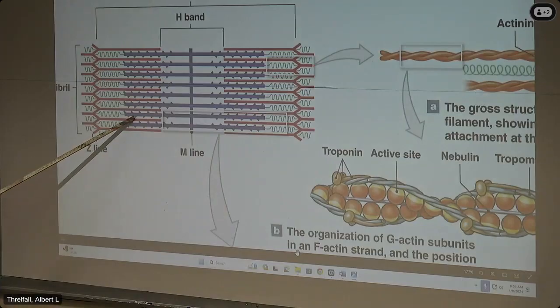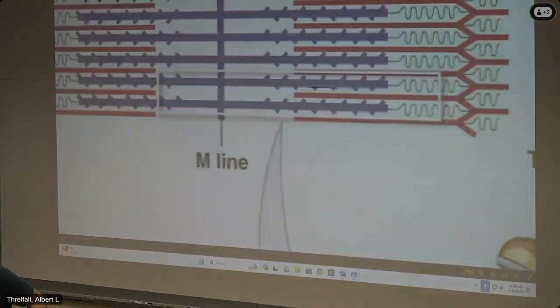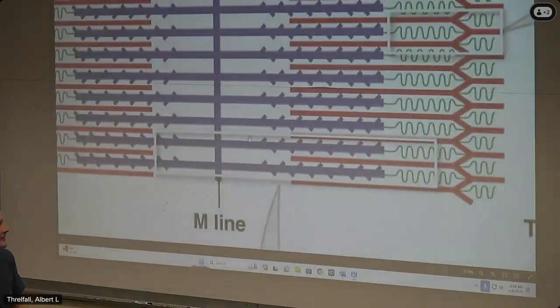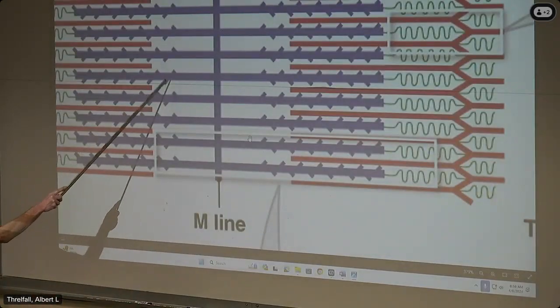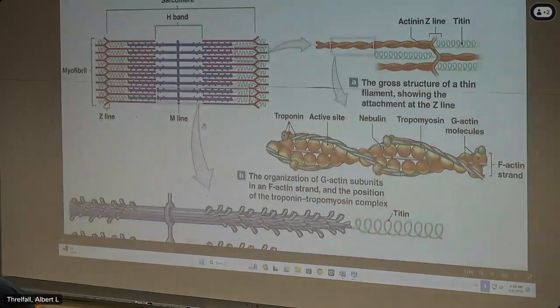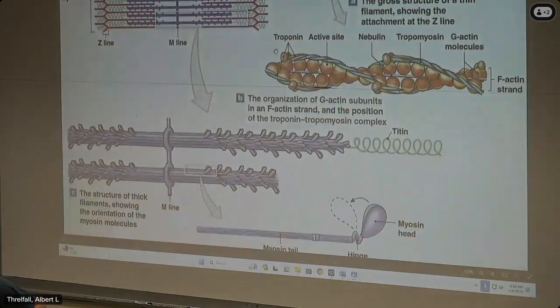Notice that what we see here, we haven't seen before, are these little, dear God, that got big, these little bud-like things hanging off of myosin. Those are the myosin heads that I spoke of. So if we really blow it up, follow that arrow.